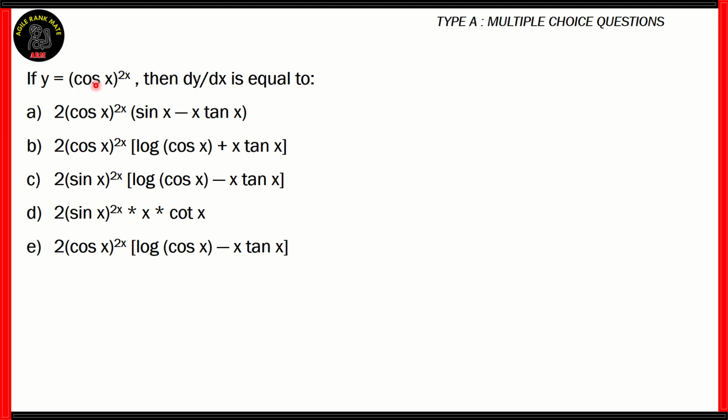If y is cos x raised to 2x, then dy by dx is equal to 2 cos x raised to 2x times sine x minus x tan x, and then a couple of other options. So you've got 5 options here. We need to find out which of these options is the right one. Now, if you look at what's given to us, it is y equals cos x raised to 2x.